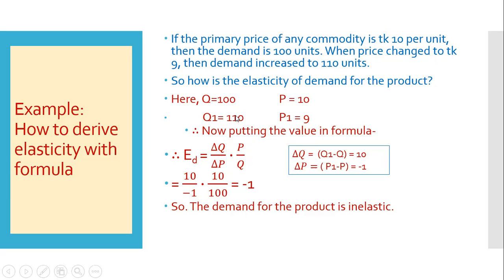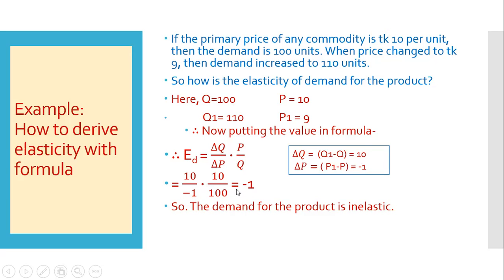That is 110 minus 100, that is Q1 minus Q. So the change in demand we get is 10. Then the change in price. How do we get the change in price? It is the new price minus the old price, that is 9 minus 10. So 9 minus 10 gives us minus 1. Now let us put it here. Del Q is 10, del P is minus 1, primary price is 10, and primary quantity is 100. Now we get the result.